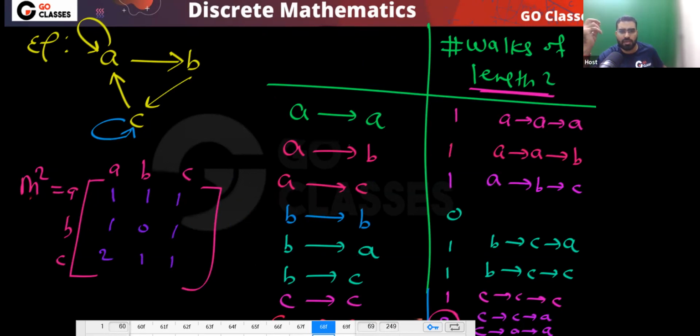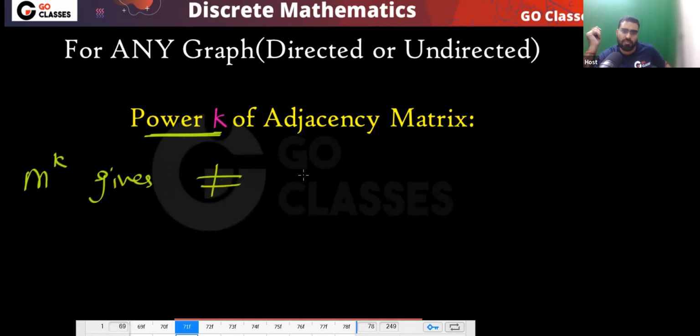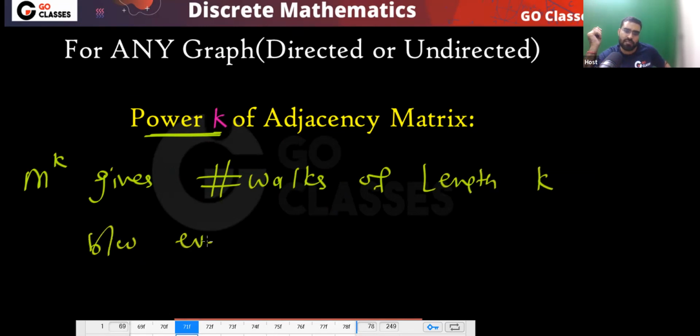Is this clear to everyone? Let me know. So this is the conclusion. So if you do power n, then what will happen? With induction, you can prove it. Okay, you can apply the induction. But if you do power k, then what will happen? So power k will give you walks of length k. Okay. So this m power k gives the number of walks of length k between every two vertices.